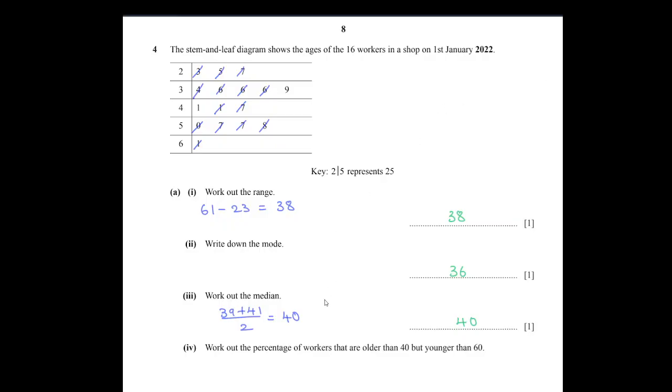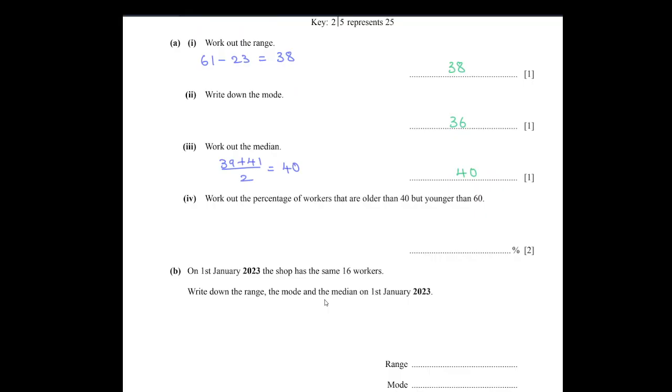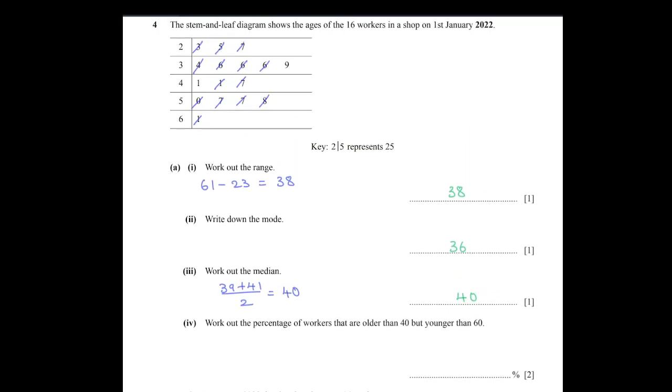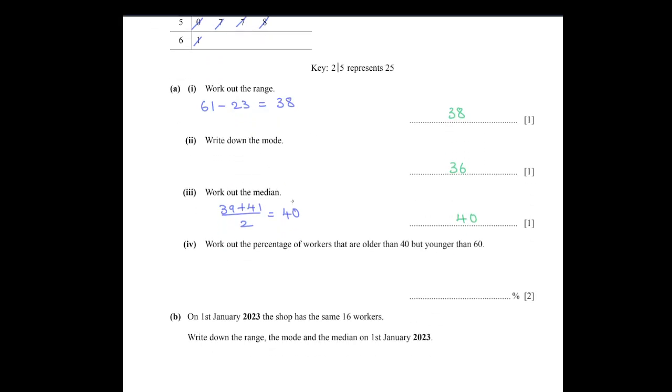Question number 4. Work out the percentage of workers that are older than 40 but younger than 60. So the number of people who are older than 40 will start from 41. We have to check in the column of 4, up to 5, because in 61 only one person is there, and before that there are people who are less than 60. So the number of people in this row and this row, 3 plus 4, is 7 people. So there are 7 people out of 16 people.